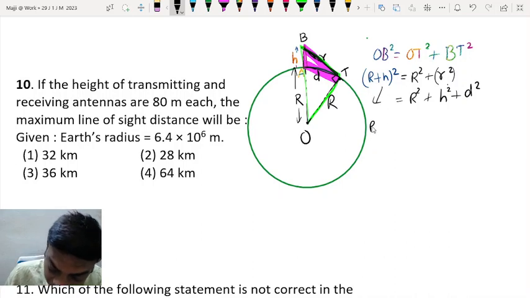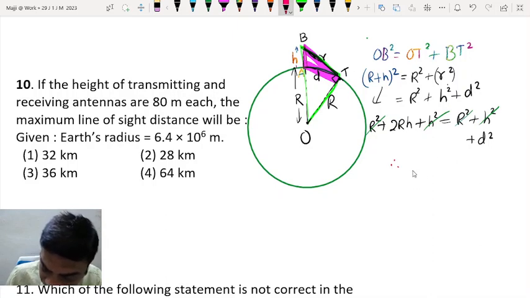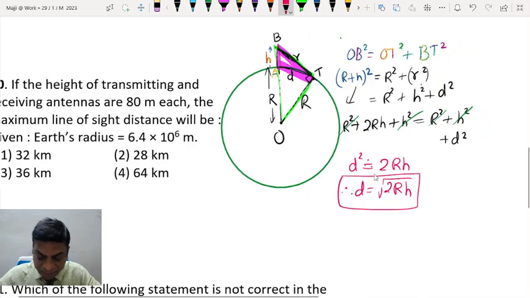I'll open this bracket. So R square plus 2RH plus H square is equal to R square plus H square plus D square. So as you will see that R square gets cancelled as well as H square gets cancelled, and we are left with this 2RH. So D square is equal to 2RH. So D will be under root 2RH. This is the formula for the height of the antenna. It could be receiving or transmitting antenna.